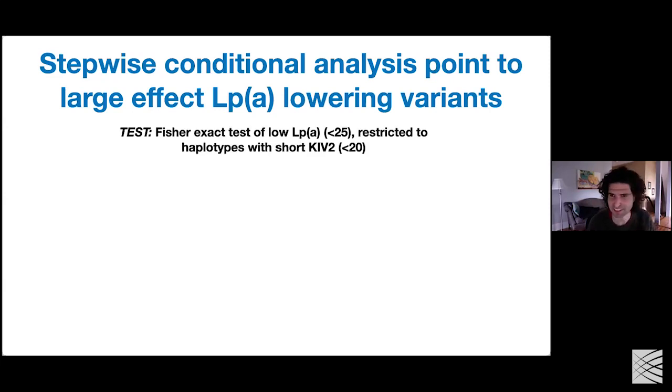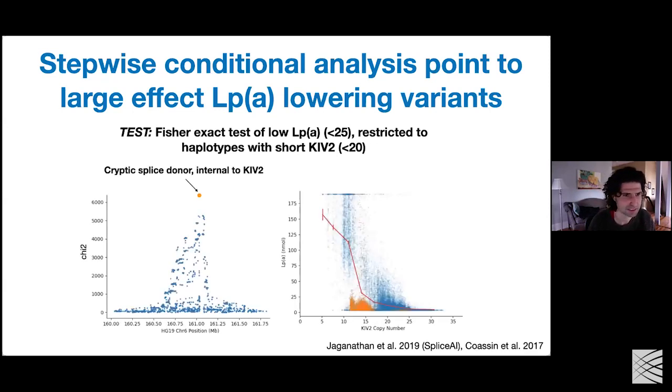At each step of this analysis, we performed a Fisher exact test on the binarized phenotype. And this is what happened in the first iteration. Here's a Manhattan plot describing the association statistics for each variant within 1 megabase of the gene LPA. It's a Fisher exact association statistic with this binarized LPA phenotype, restricting to short KIV2. And the clear top variant turns out to be a cryptic splice donor internal to the KIV2 domain.